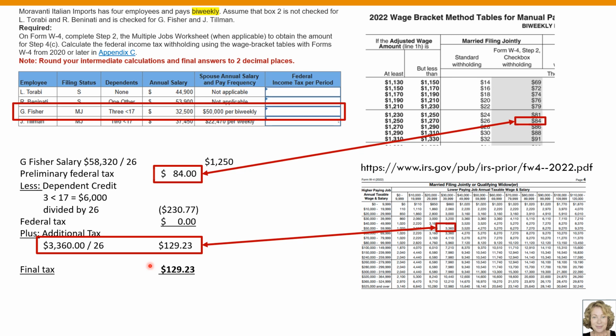When you look at the table on Form W-4, it's really important to look at the table description for the column and the row so that you don't look up the wrong amount. The column header states that the lower paying annual amount is listed here, and the higher paying job annual taxable wage is listed in the row description.